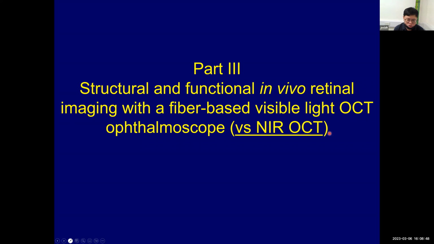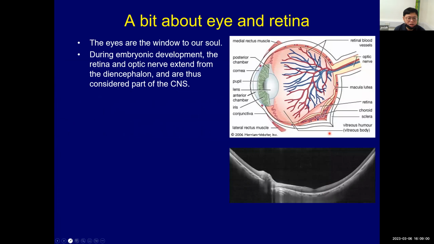Today I'm going to talk about how we use visible light and whether it is possible to send visible light into the human eye as well. A bit about the eye: the eyes are the window to our soul. This is a phrase that you might have heard, and it turns out that there might be some truth to it, because during embryonic development, the retina and the optic nerve actually extend from the brain. So the eye is actually also part of the central nervous system.